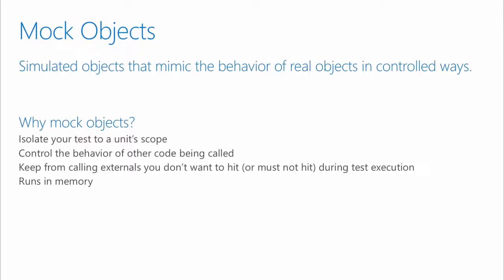Definitely. And another definition that you'll want to familiarize yourself with is something called a mock object. Now, it sounds kind of vaguely familiar with stubs, and essentially a mock object is a simulated object that mimics the behavior of real objects. Sound kind of familiar? But it is different, and they do have distinctions, and we'll talk about that in a little bit. The reason you would want to use mock objects is to isolate your test to a unit's scope, just a single unit, not, just like Steve said, having to be in memory. And you could also control the behavior of the code being called and keep it from calling a database accidentally or something like that.